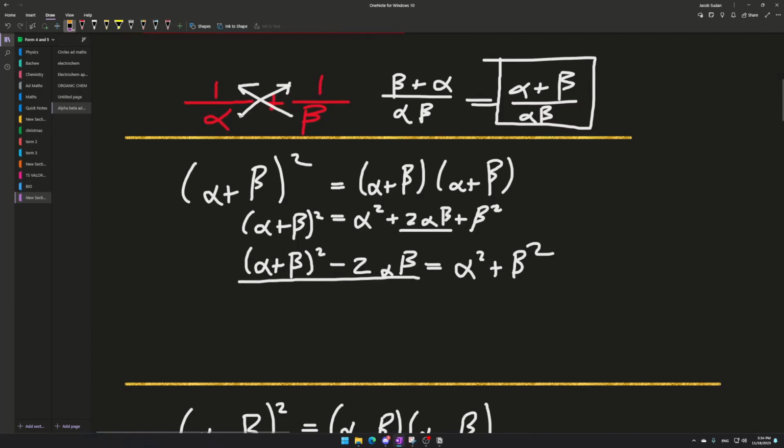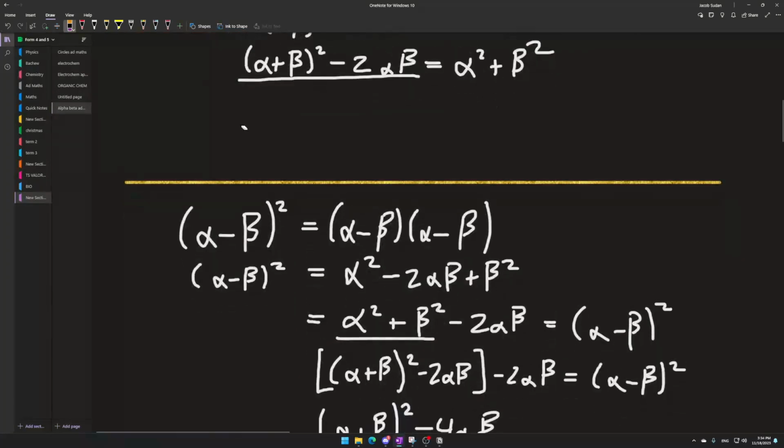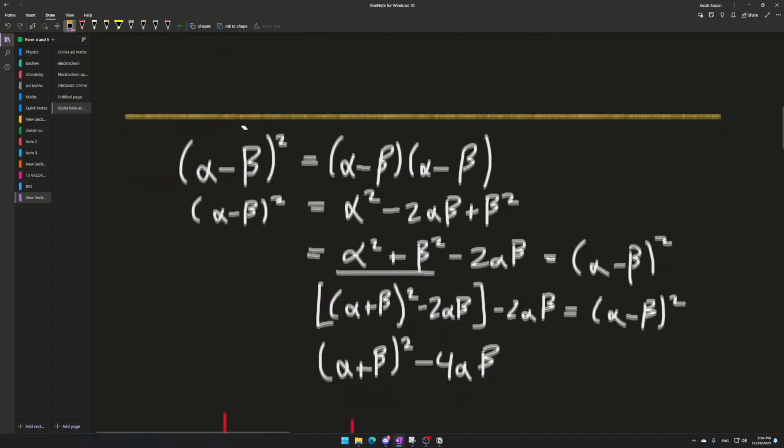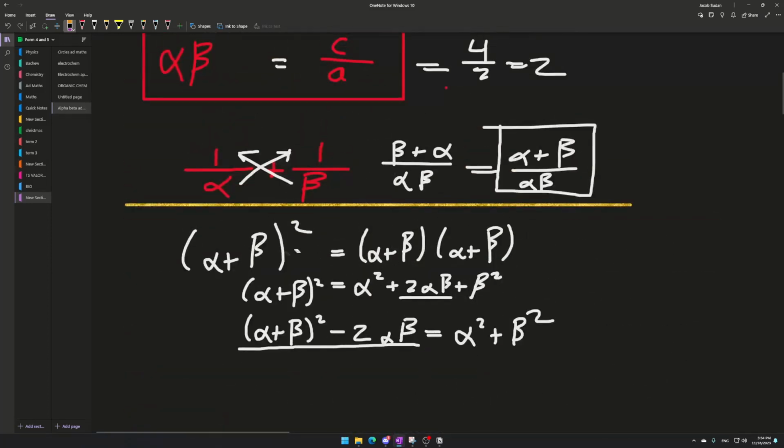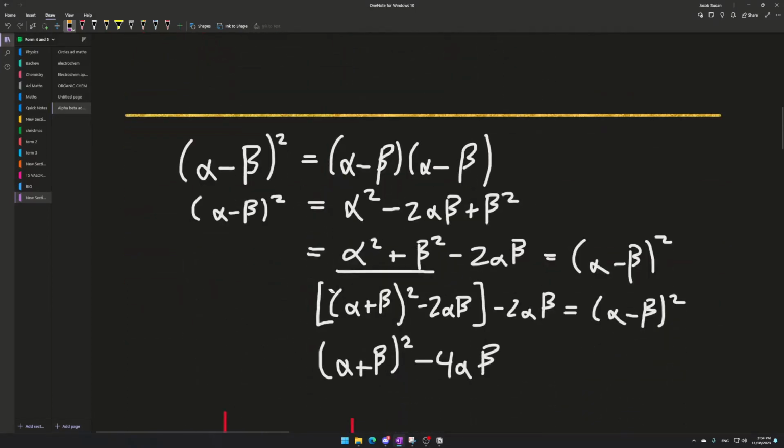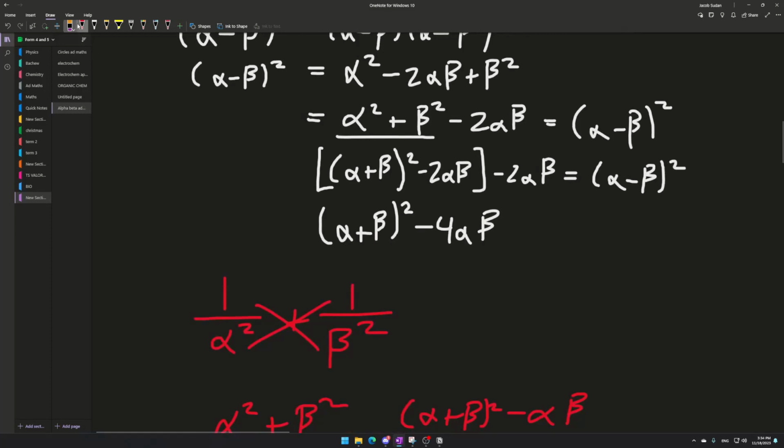Alright, so here we have alpha minus beta squared. We reorganize it, and we can see that alpha squared plus beta squared is present. We break that down using the identity we just got earlier, and we simplify it. We get this.